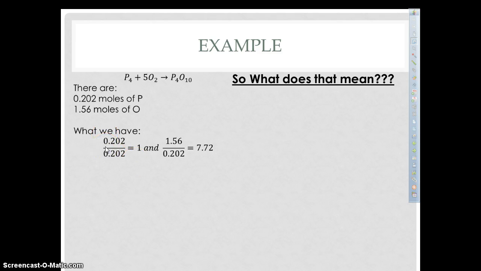So 0.202 divided by 0.202 equals 1, and 1.56 divided by 0.202 equals 7.72. Okay, so what this tells me is that for every 1 mole of the phosphorus stuff, which was represented here, I will need, in this reaction, 7.72 moles of the oxygen. That's the ingredients I've got.